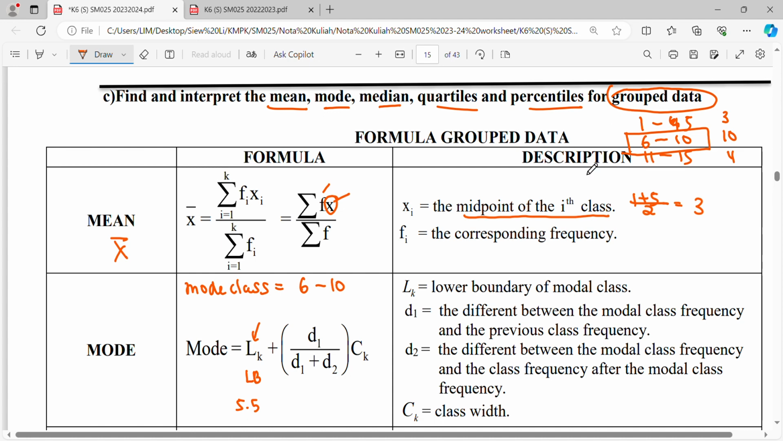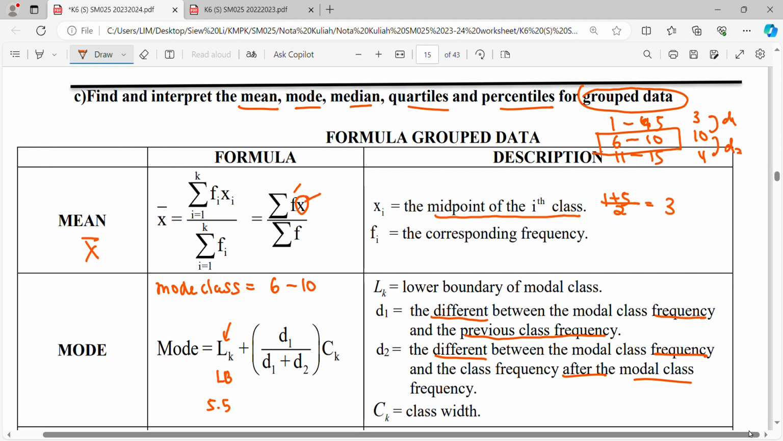Alright, then what is D1 and D2? D1 is the difference of the frequency before the class, and D2 is the difference of the frequency after the class. So the difference here, D1, is 7. The difference after the modal class, D2, is 6. So D1 is the difference in frequency before the class, D2 after the modal class.